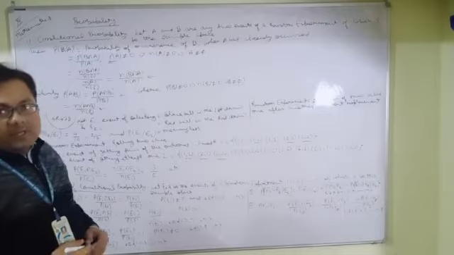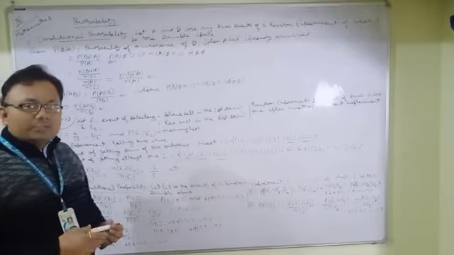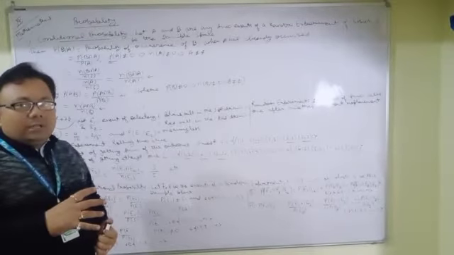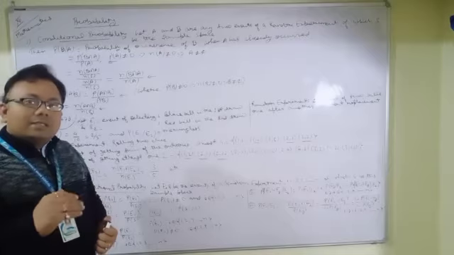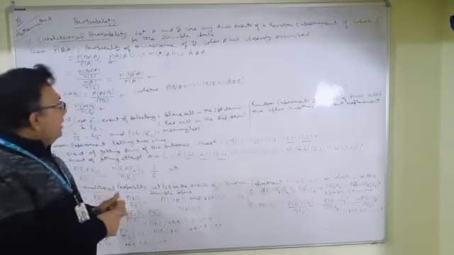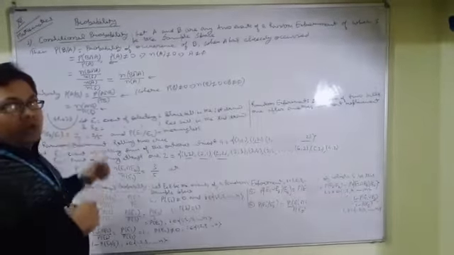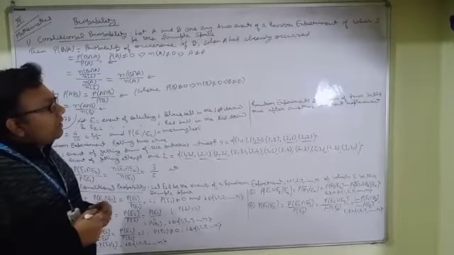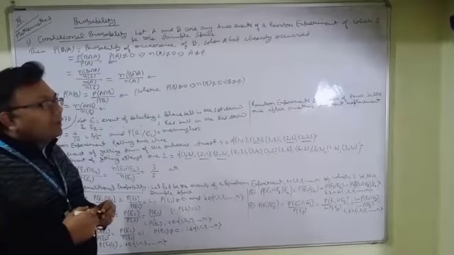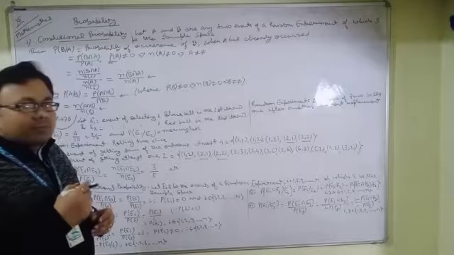Without replacement means that if one ball is taken out, it should not happen that the same ball is kept back in the same container. This should not happen. So this is the meaning of the selection of the balls one after another without replacement.